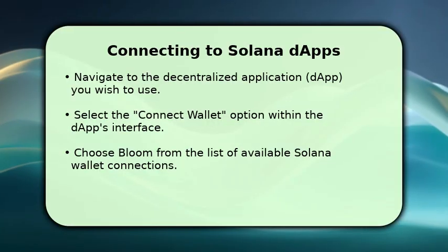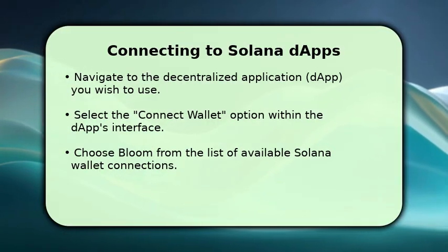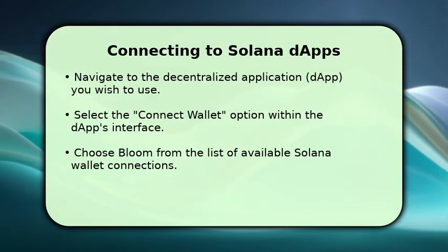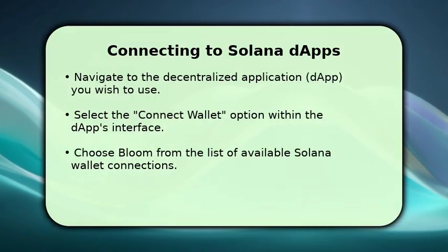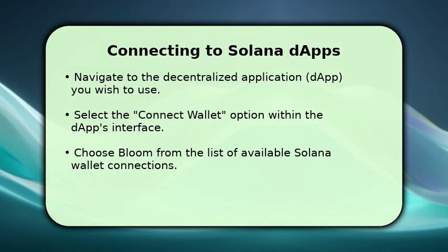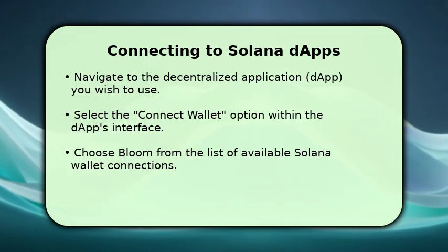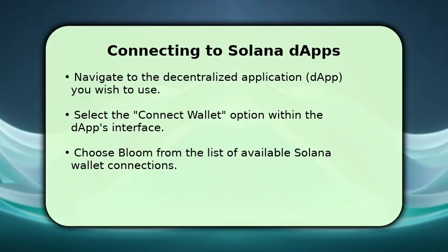Simply navigate to the specific dApp you wish to interact with using your web browser. Look for a Connect Wallet option, which is usually prominently displayed on the dApp's interface. From the list of available Solana wallet connections, select Bloom to establish a secure link.